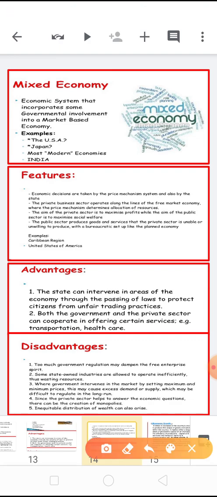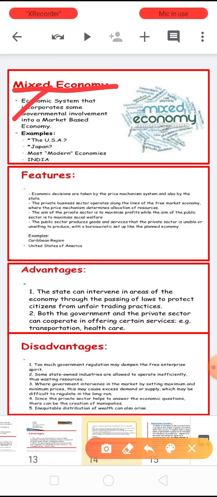The economic system that incorporates government involvement as well as the market based economy is known as the mixed economy. We can find the mixed economy in some countries like the USA or Japan, and some modern economies. In India also we are adopting the mixed economy. The private sector as well as the government sector are both working for the betterment of the society.